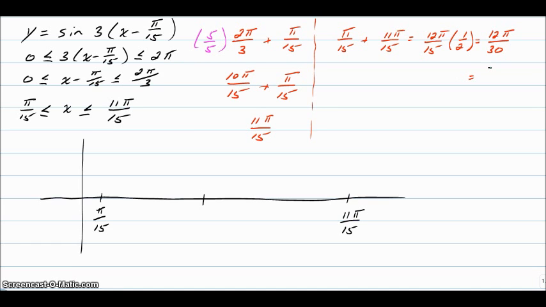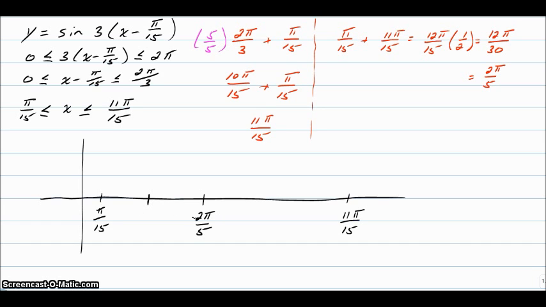Reduce each of those by 6. So that gives me 2 pi over 5. So my halfway point here is 2 pi over 5. Well, I'm going to do that same procedure to find this halfway point.